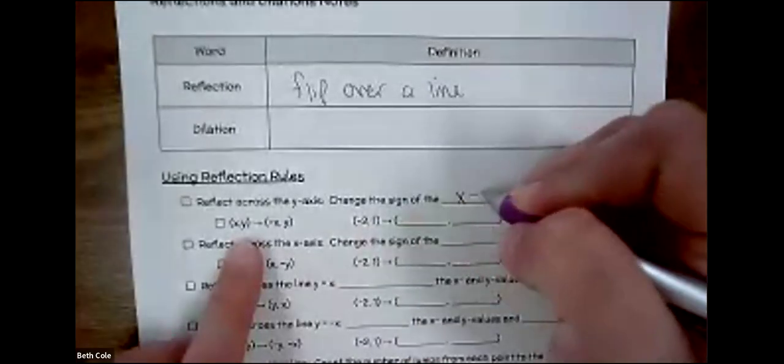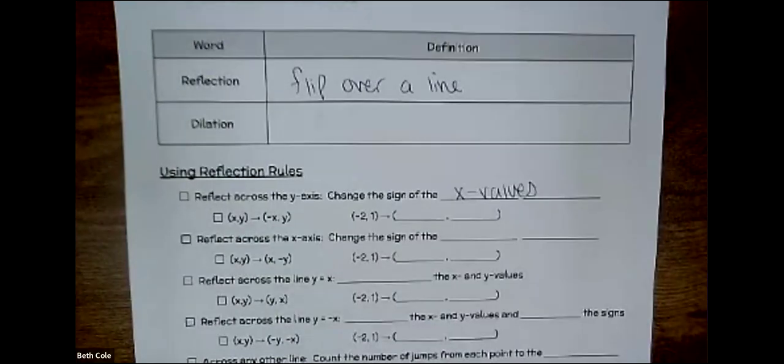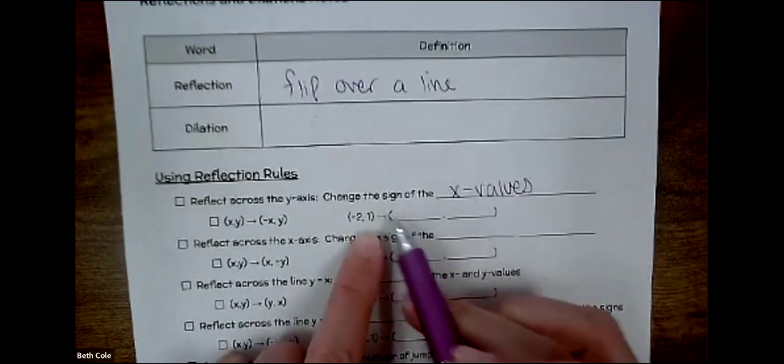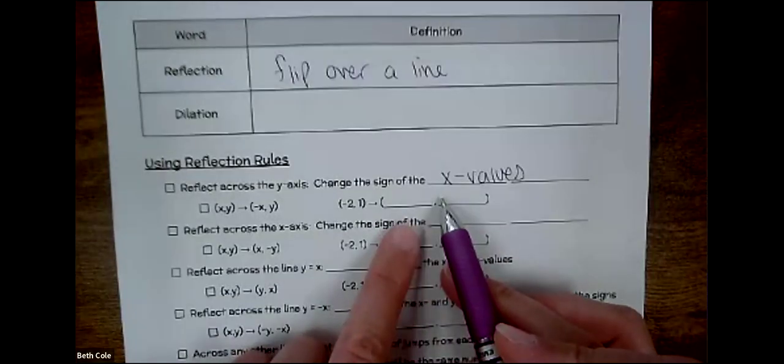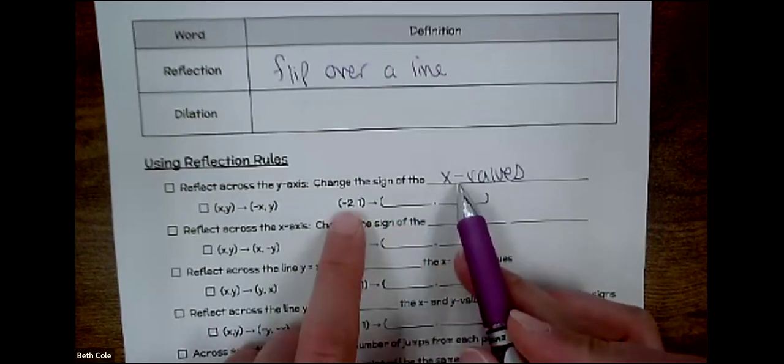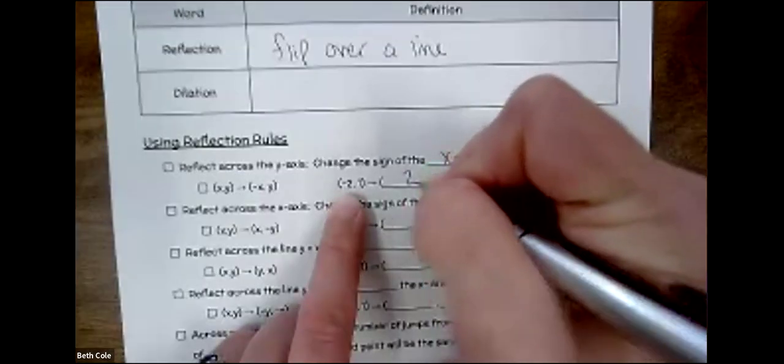So flip back to the front and you'll see that it says it right here for you. You're going to change the sign of the X values. So change the sign of the X values. Put another little example on there. If your point is -2, 1, and you reflect over your y-axis, what's your new point going to be? If you change the sign of your X points, it would be +2, 1. So all you do is change the X value.